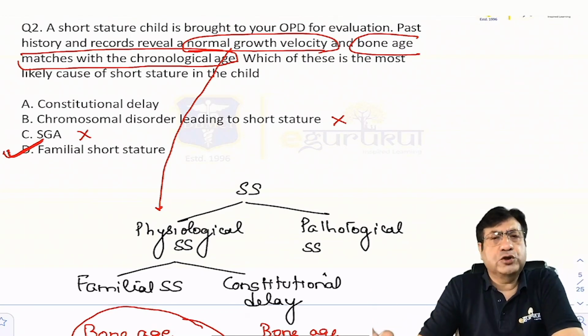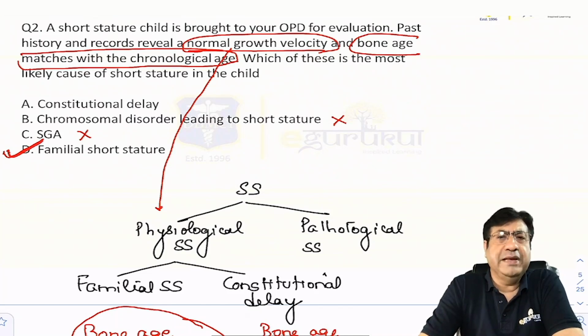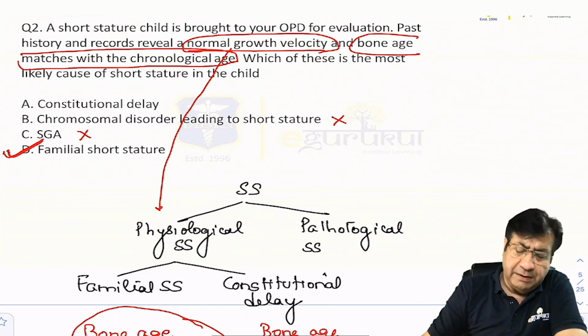So I hope now you have understood why in question number 2, the best answer will be familial short stature. Coming to question number 3.